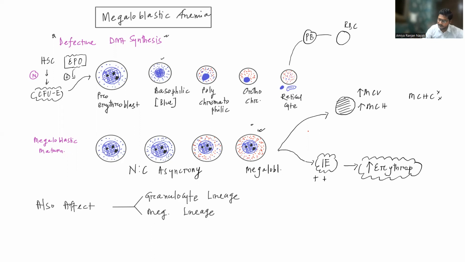Okay, so this larger cell is known as a macrocyte, and if the hemoglobin content is increased, that is known as hyperchromasia.